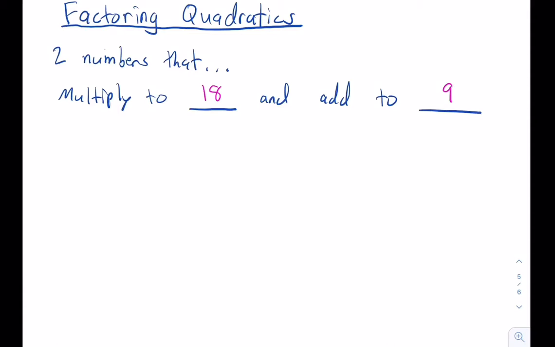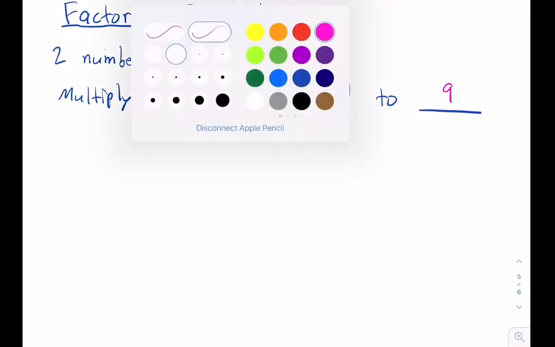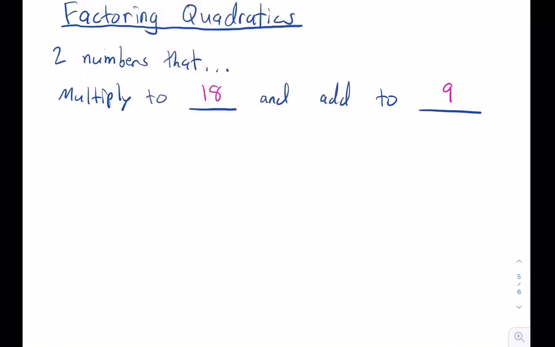So think about that. Two numbers that will multiply to 18 and add to 9. What are those two numbers? Think about it. So let's look at 18 first. This is how we can get 18. To multiply to 18, we can get 1 times 18, but that doesn't add to 9, right? That's 19 if you add them together.